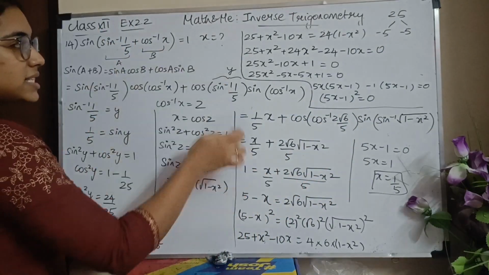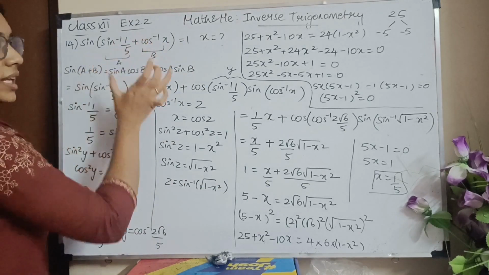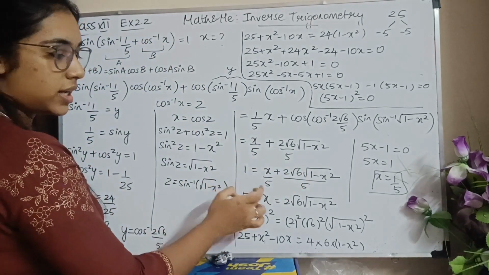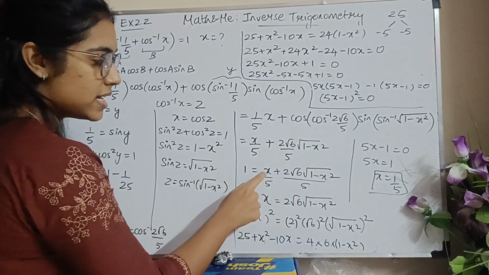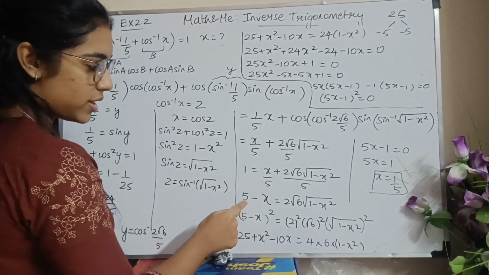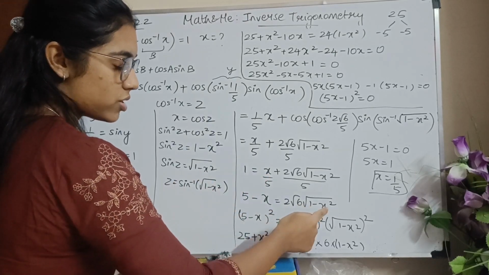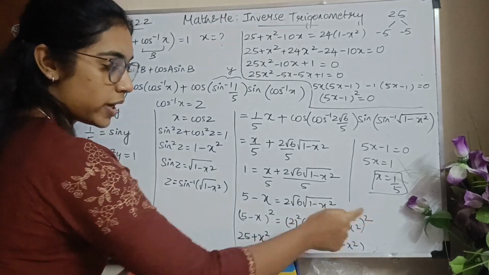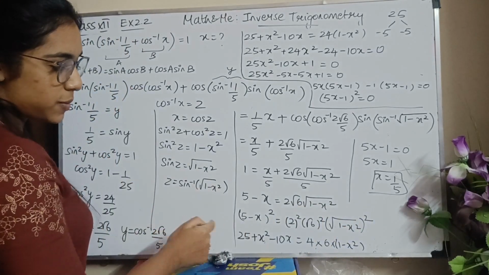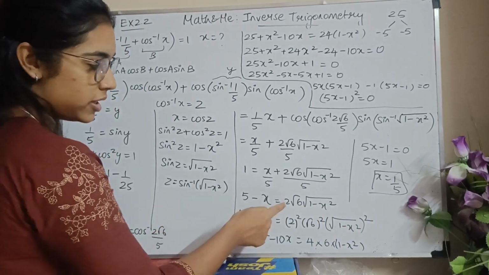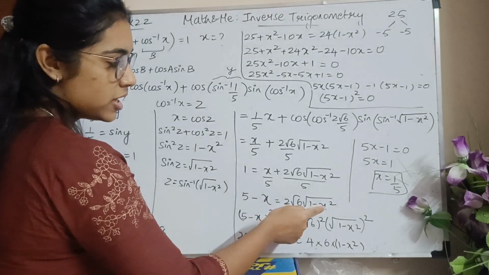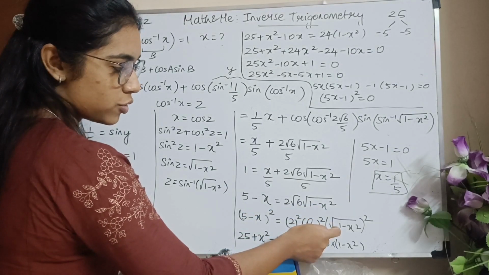Correct? So this is equal to 1, as given in the question. The whole thing is this and this is equal to 1. Taking the LCM, the 5 comes to the other side. I am bringing this x to the left hand side. So I have 5 minus x, and in that plus square root. I need to remove the square root, so I am going to square on both sides. So squaring on both sides, a minus b the whole square, 2 square root 6 the whole square, root of 1 minus x square the whole square. So the root goes off.